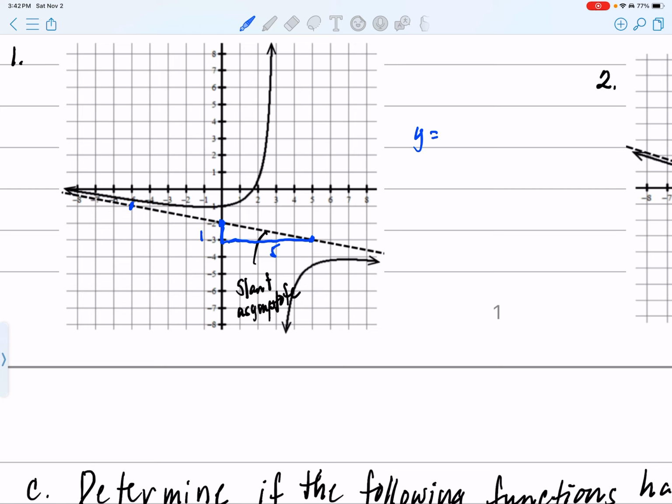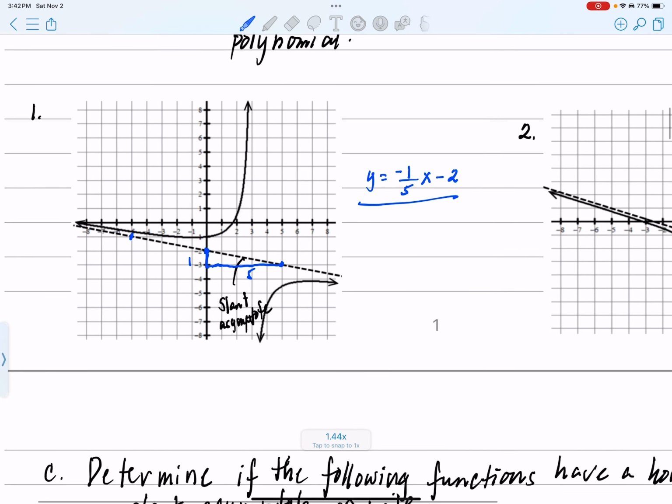That means our slope, since it goes down, is negative, down 1. Remember, slope is rise over run. So I'm using rise over run here, and over 5. x minus, our y-intercept is minus 2. So this is the equation of the slant asymptote.